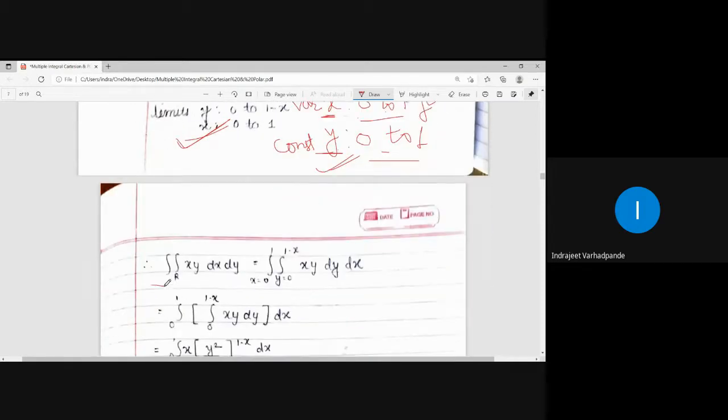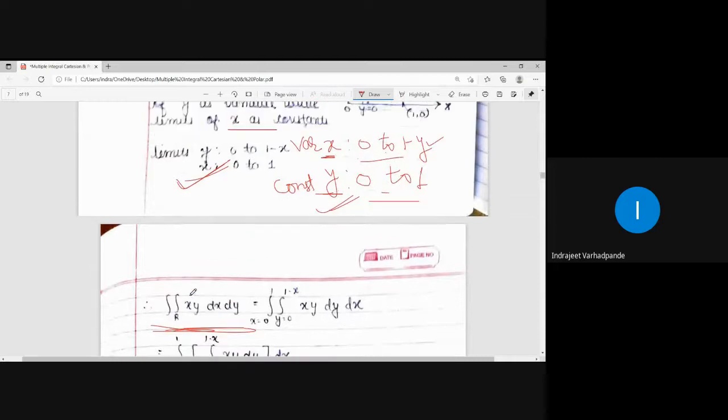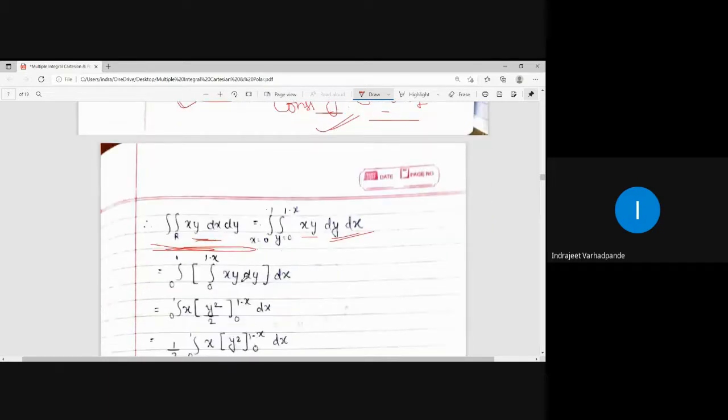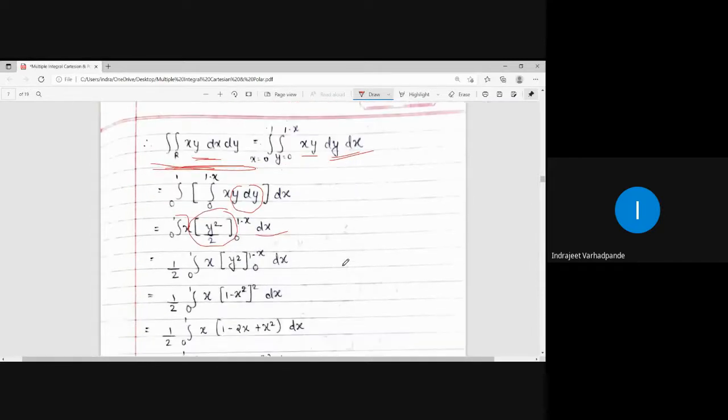So after this, the given expression, double integral over R of xy dx dy, is written as, I will be sticking to this part, integration from x is equal to 0 to 1, y is equal to 0 to 1 minus x, xy dy dx. Firstly, I will be integrating with respect to y. So x is kept outside, dx is outside. In the bracket, do the integration with respect to y.